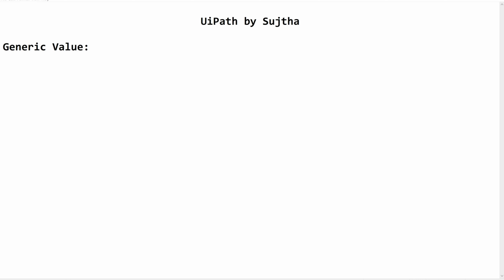In this video, we are going to explore generic value variables. Generic value is a special data type, a proprietary variable data type of UiPath, exclusively available in UiPath only. It has special powers. Let us see what it is and how to use generic value variables.